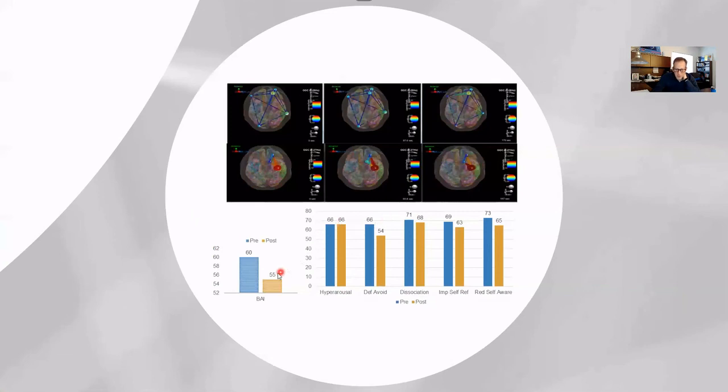But just in this first round of training, we see her Beck anxiety scale go down, her defensive avoidance go down, her dissociations, her impaired self-reference, her impaired awareness go down. So she became more aware, she spent less time dissociating, and her anxiety reduced as a result. What we've heard from multiple clinicians is once you do this for someone, they're also a better psychotherapy candidate, and their therapy progresses much faster as well. And doing this in conjunction with counseling is extremely beneficial.